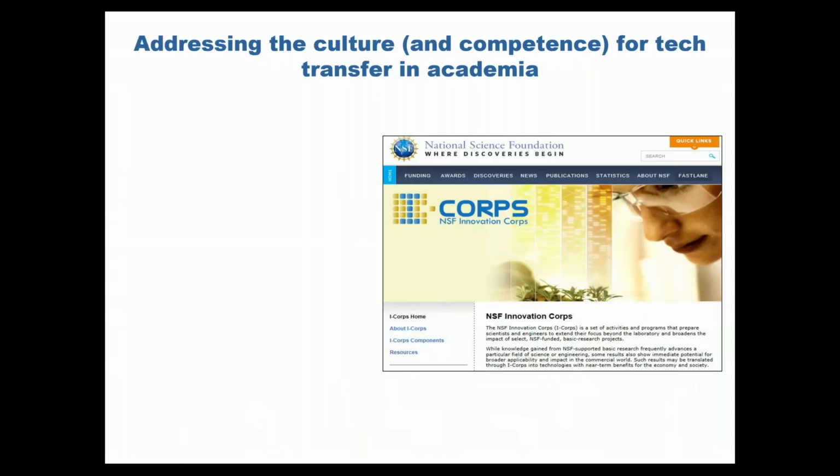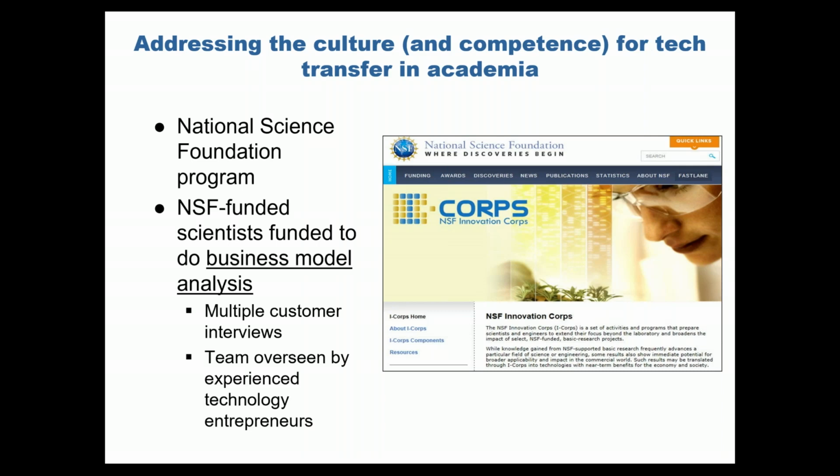So I want to start by telling you that there's already a really valuable program out there that I am going to spend a few minutes telling you about, called the Innovation Corps, I-Corps program. I can see somebody's writing in, I have taken the I-Corps program. That's great. This is a program run by the National Science Foundation, and it is specifically geared towards researchers and their undergraduates and graduate students who have received funding from NSF.